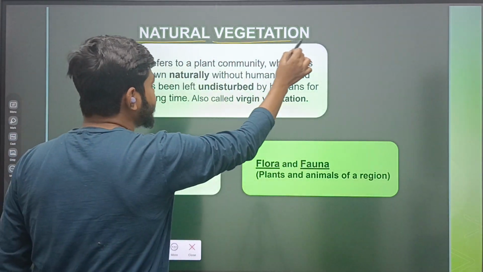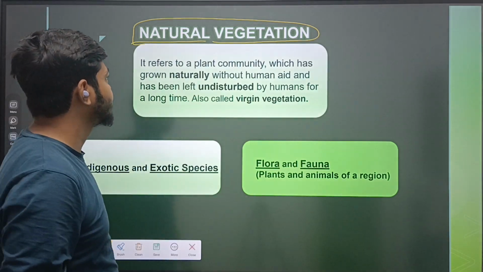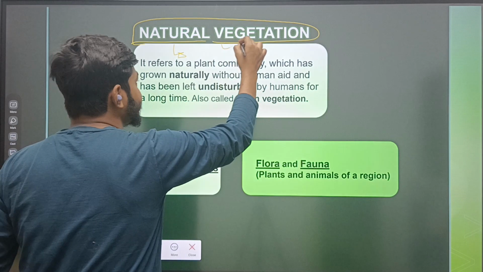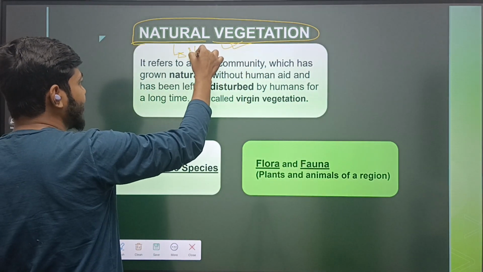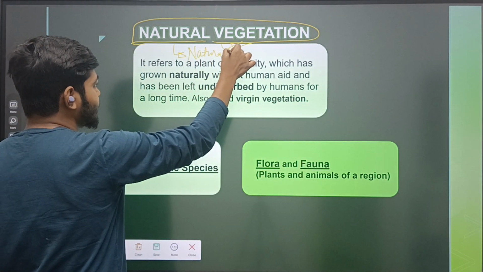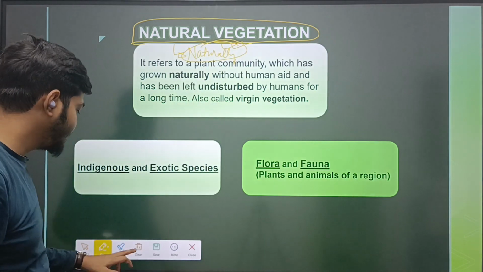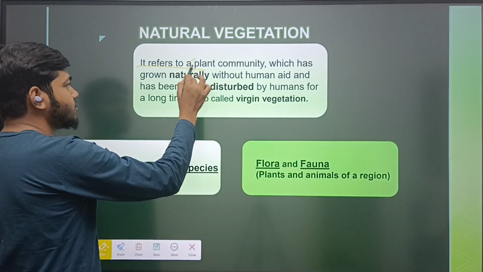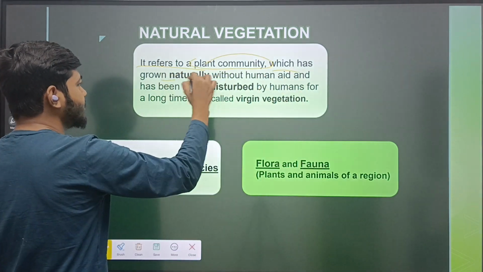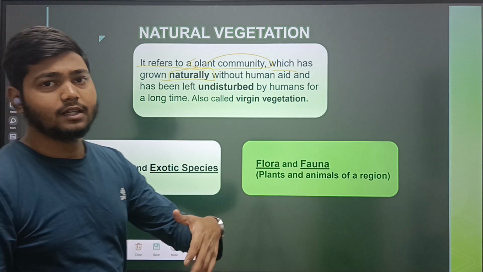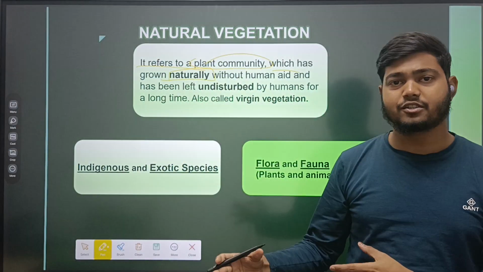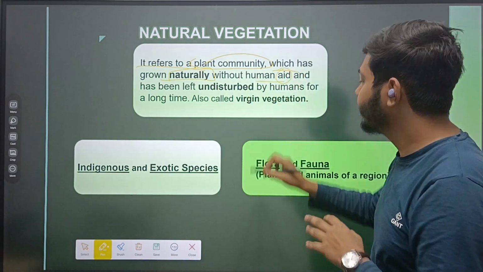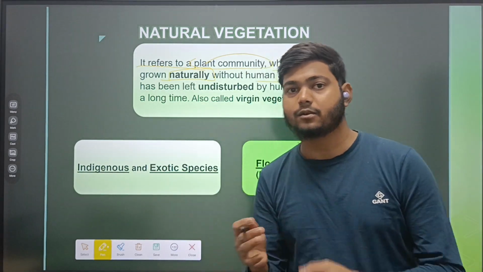Natural vegetation is a term through which we can say that it is a kind of vegetation which grows naturally. So let's go with the definition. What is the definition? It refers to a plant community which has grown naturally. As I have told, those species of plants which grow naturally without any human aid or without any human interference.